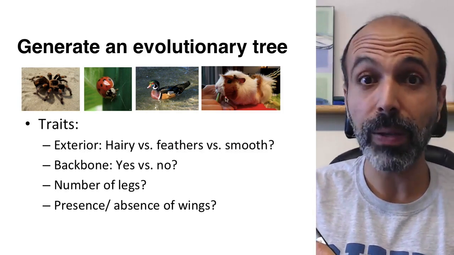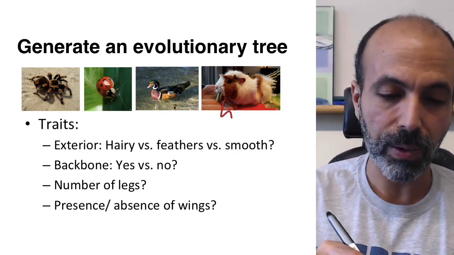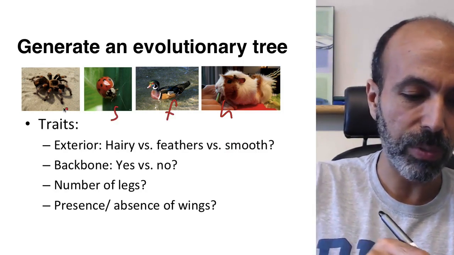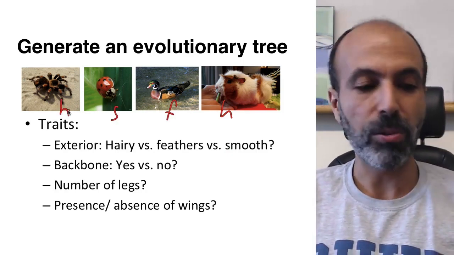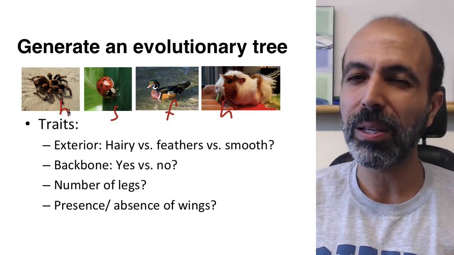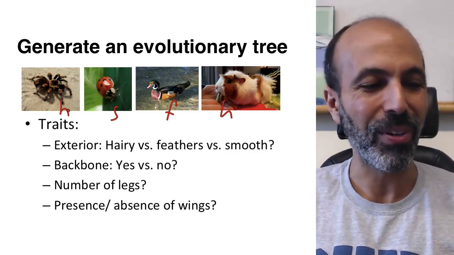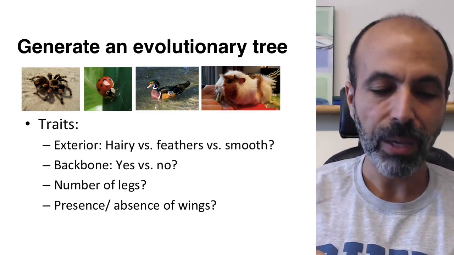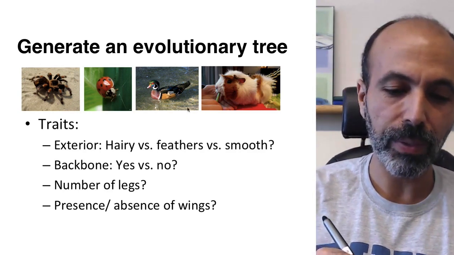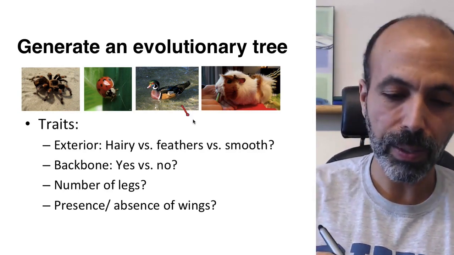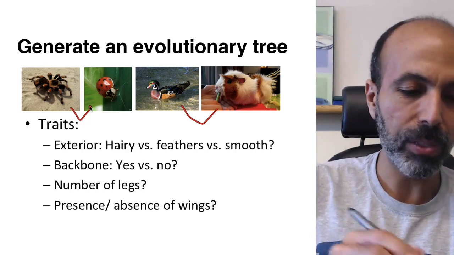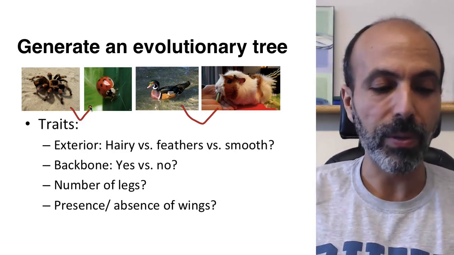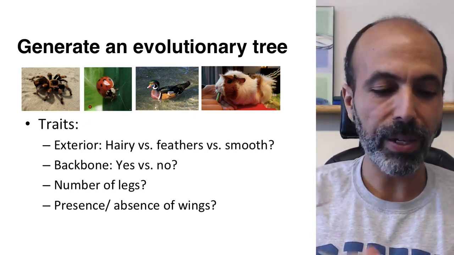Well, how would this categorize these? Well, this one's hairy, this one's got feathers, this one's smooth, this one's hairy. So we should say the spider and the guinea pig are more closely related? That's a little bit funny, huh? Well, let's look at the others. How about which ones have a backbone versus not? Well, having a backbone would be these two have a backbone, these two do not. That might be okay. What about something else? What about number of legs?